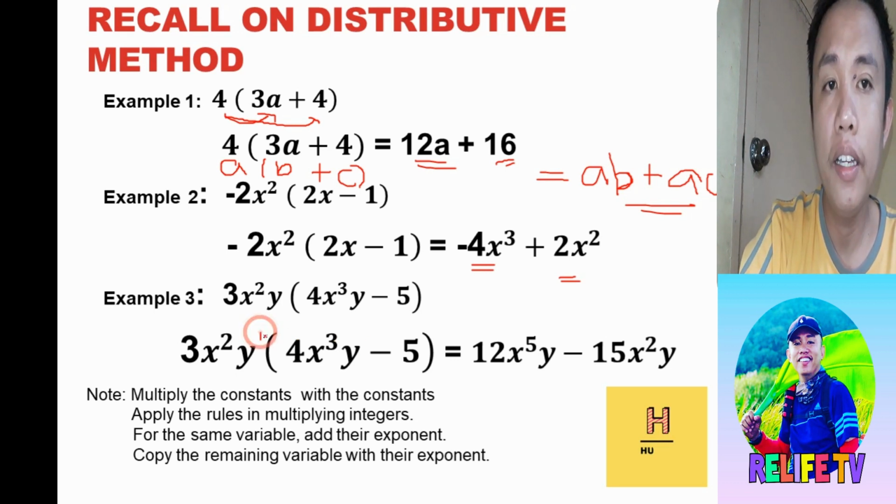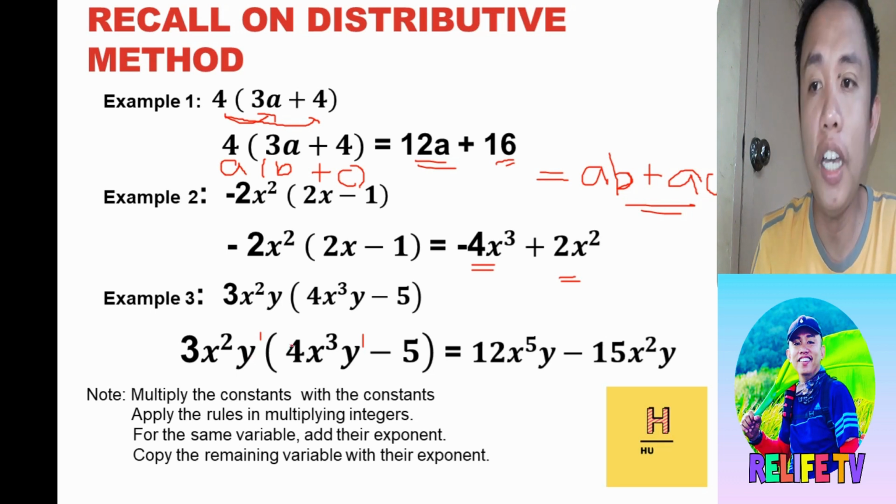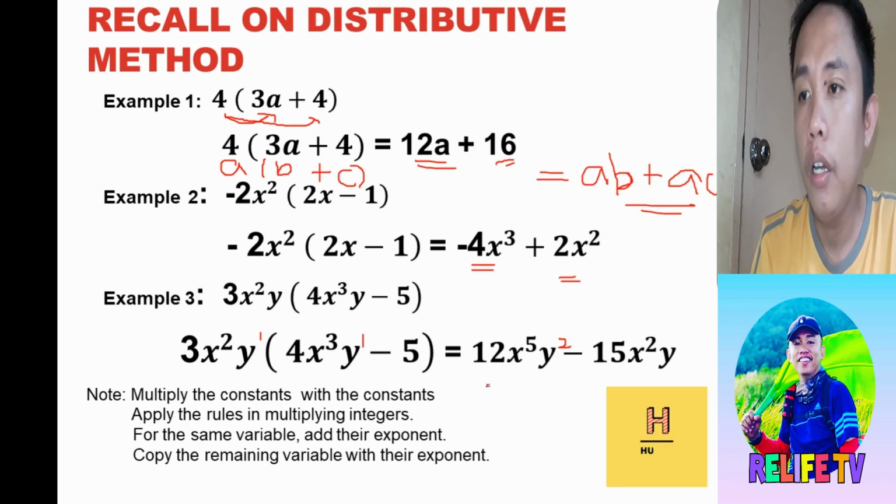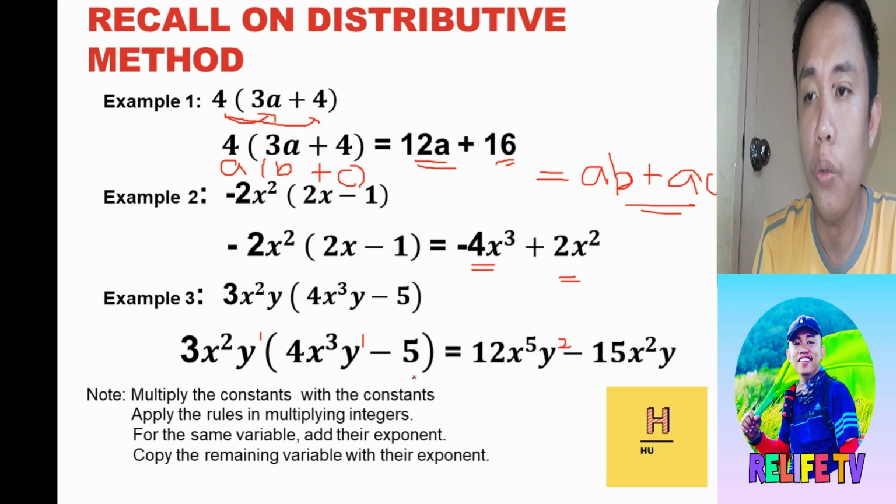So, y, we have the exponent of y, which is 1. Meron din po tayo dun sa kabila, which is 1. So, we have 1 here, and another 1 here. So, y, 1 plus 1, that's definitely 2. This one is said to be 2.